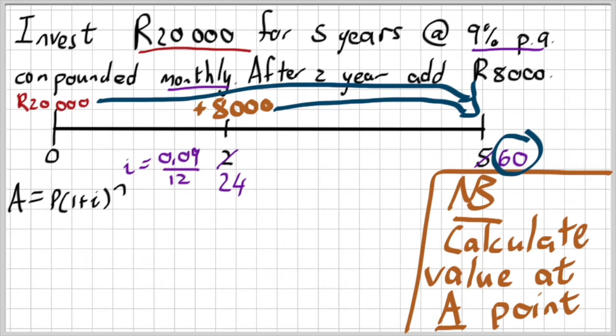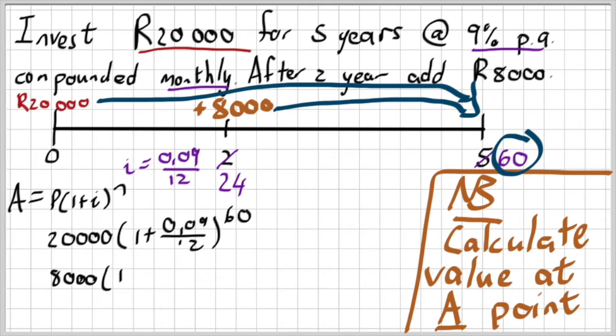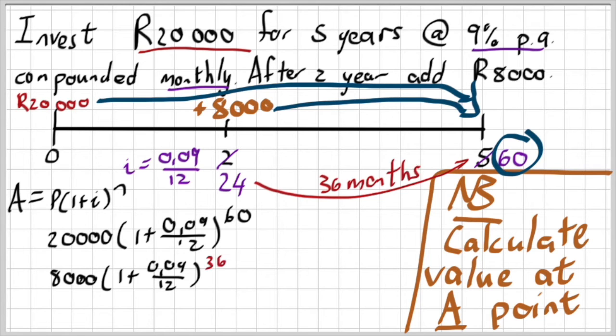So slowly but surely, I'm going to start with my formula. A equals P(1 plus i) to the n, and start with the 20,000. Now it runs at 9% per annum compounded monthly for the whole 60 months. So that's why we've got the n being 60 there. But now what about the 8,000? It runs at 9% per annum for how many months? Well, for 36 months, from the 24 to the 60. So for 36 months, it makes life a lot easier.